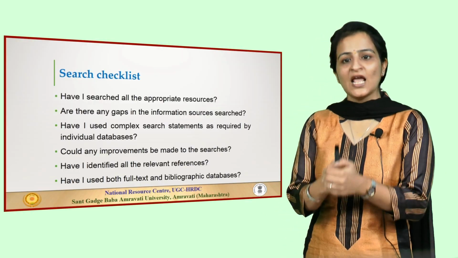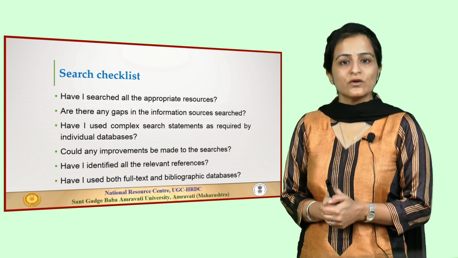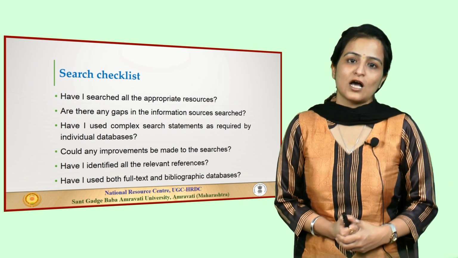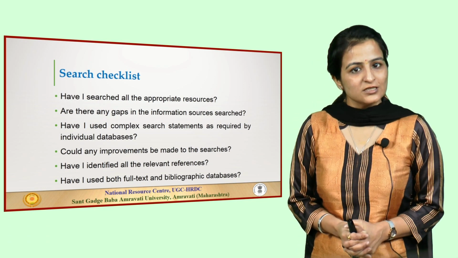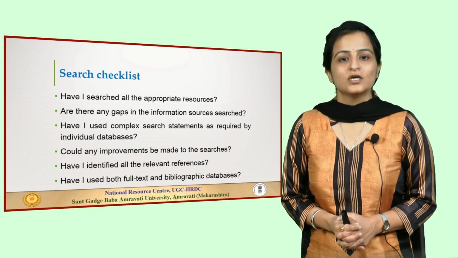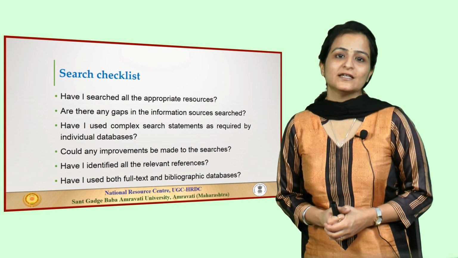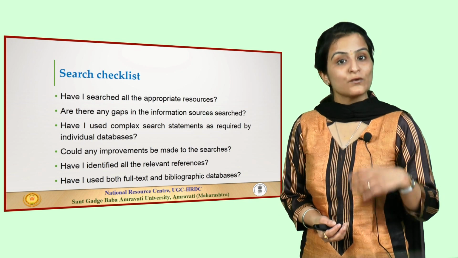After such a very exhaustive exercise, we could generate a search checklist. I put these points as: first, have I searched all the appropriate resources? As I told you, sometimes the bias comes, and I feel that all good research is only available in journals. We are blatantly wrong, grossly wrong. As petty a thing as a news item may also provide us some new idea, may add to my review in the right sense.